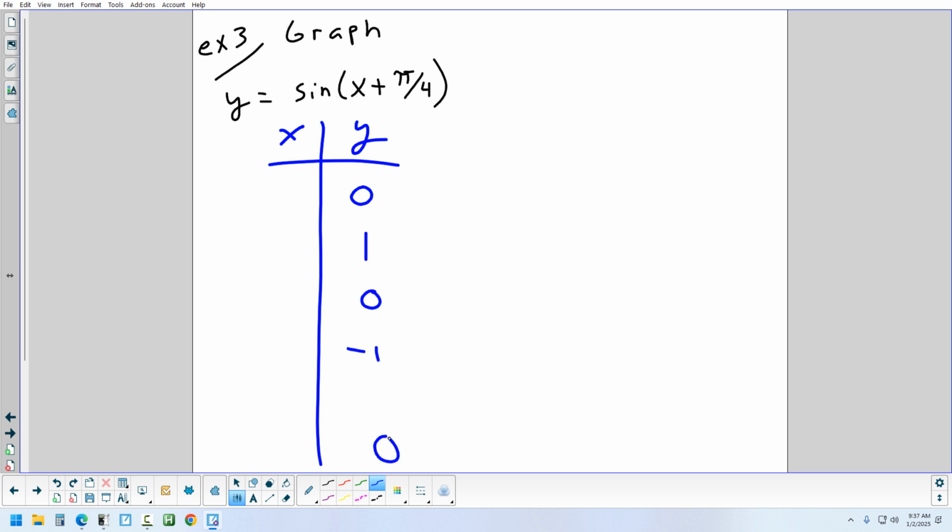Okay, my original x's, hopefully over time you're going to memorize those pretty quick. What are my original x values for sine or cosine? Same thing. 0, pi over 2, pi, 3 pi over 2, 2 pi. And now, what am I going to do to every one of them? Yep. Subtract pi over 4. Right, they all have to move to the left by pi over 4.